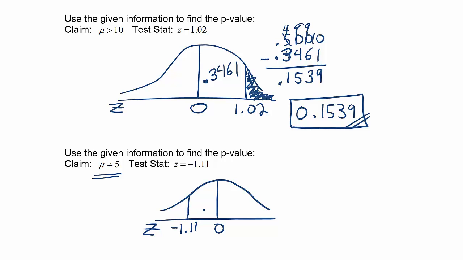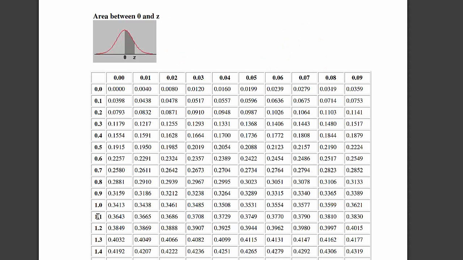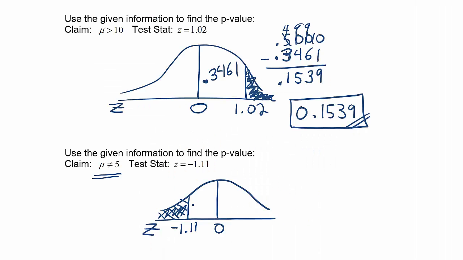And the rule for a two-tailed hypothesis test is that you find the tail area and then you double it. So let's go find this area and then we will multiply by 2. So let's look up 1.11 on our z-chart. So here's the 1.1 row and here's 1.11. So it's 0.3665. So 0.3665. And we're going to do the same trick we did before. We're going to subtract from 0.5 to get the area that we're looking for, the tail area.